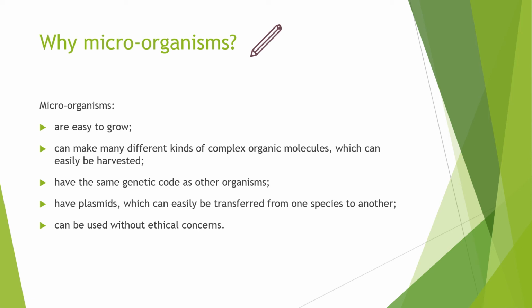Also, like I said, weird and wonderful metabolism. So they can make many different kinds of complex organic molecules, which can easily be harvested. Organic molecules are molecules relevant to life, such as proteins or lipids or carbohydrates or other types of organic molecules. There are obviously other types beyond these main groups.